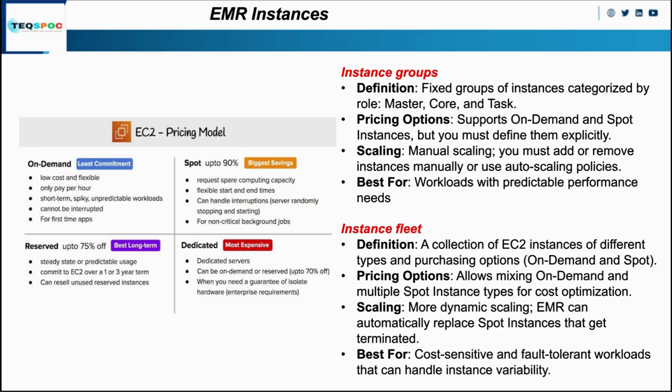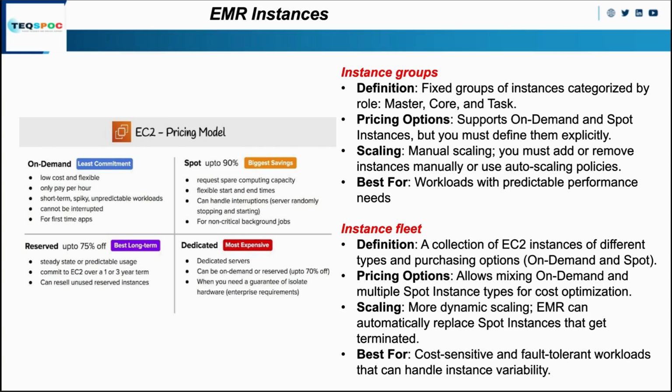Then the pricing options: it supports on-demand and spot instances, but you must define them explicitly. Meaning that you can either choose on-demand or spot. You cannot pick a hybrid one. If you're picking on-demand, obviously you have to pay by the hour. It's a steady rate. And if you need spot, then all the instances in your group shall be spot instances. You cannot take a hybrid, with some on-demand and some spot. And the scaling is also a bit tedious because you require manual scaling. You must add or remove the instances manually or use some auto scaling policies.